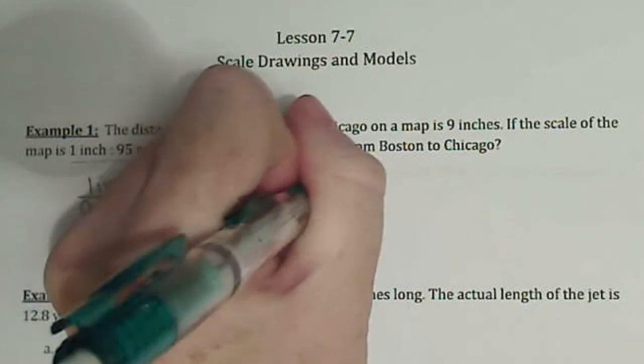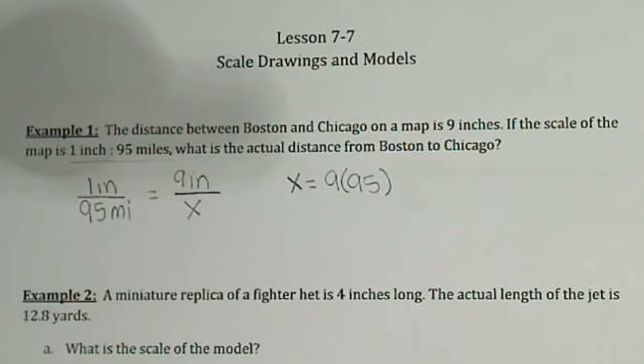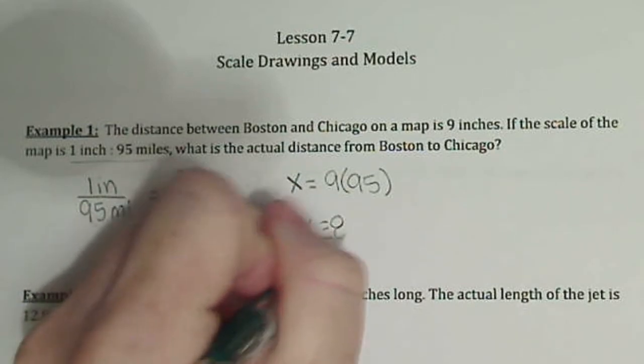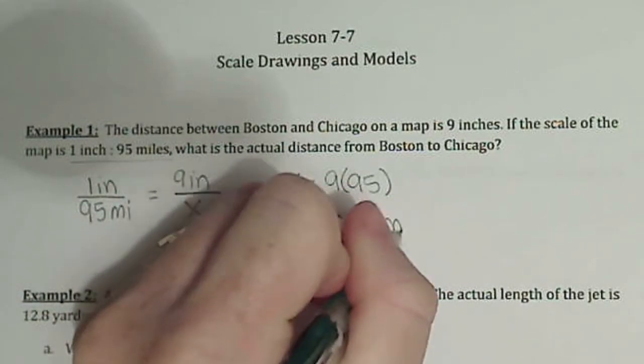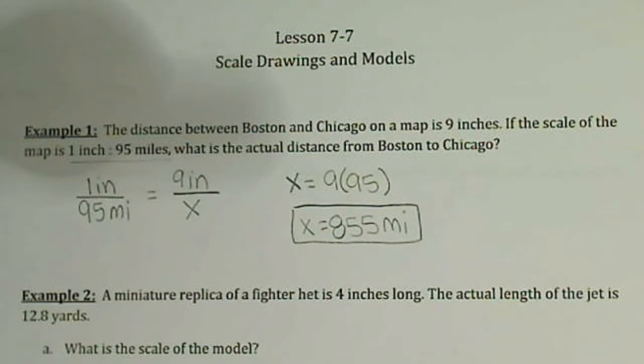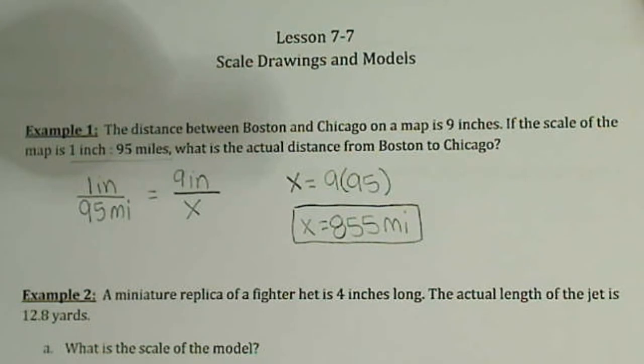X is 9 times 95. In your calculator, you can figure that out. And Boston and Chicago are approximately 855 miles apart from each other. So here's where proportions are very useful.